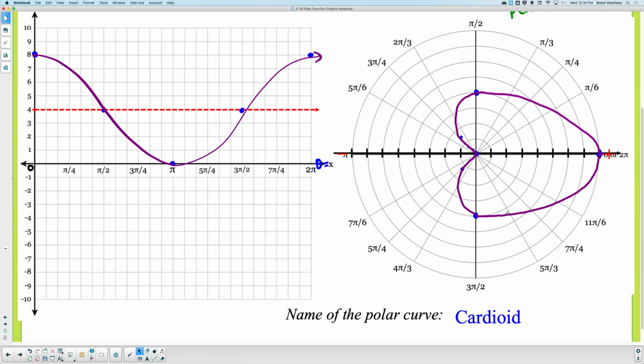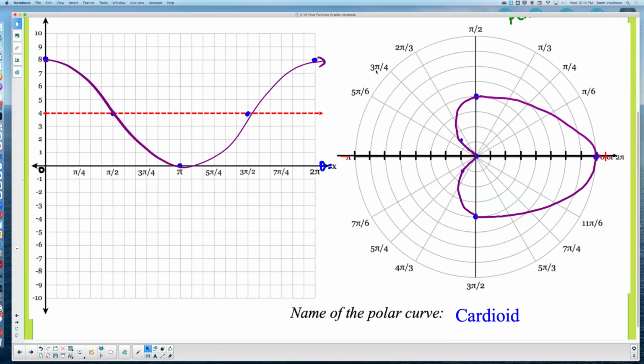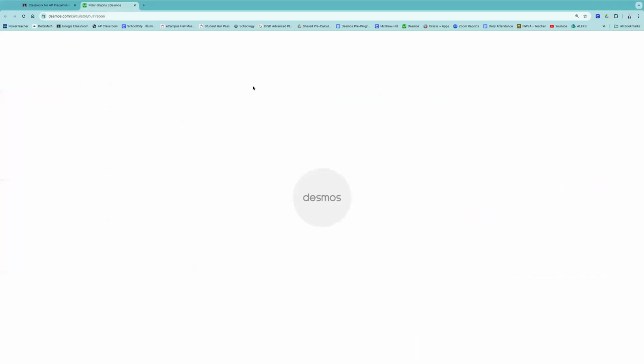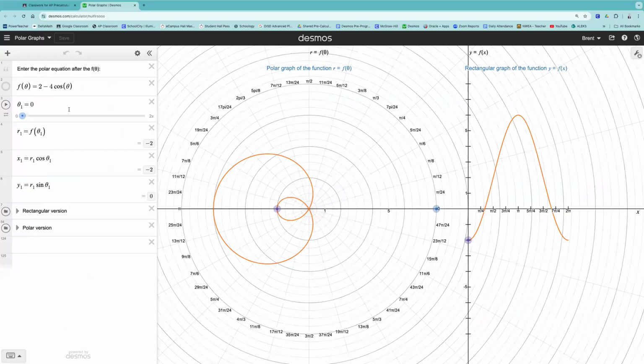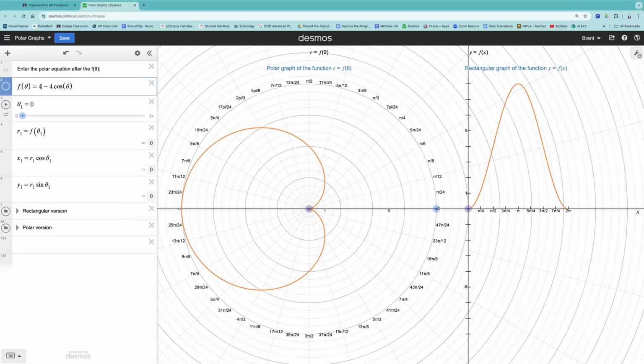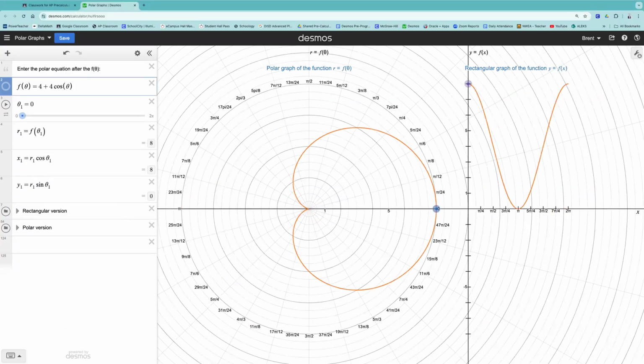A heart. I said a car? Yeah. I don't know what I'm thinking about. It should look like a heart. And that's why we call it a cardioid. Cardio means heart. A cardioid is a mathematical object that looks like a heart. Let's go look at it in Desmos. The equation was 4 plus 4 cosine. You see how now it looks a little bit more like a heart?